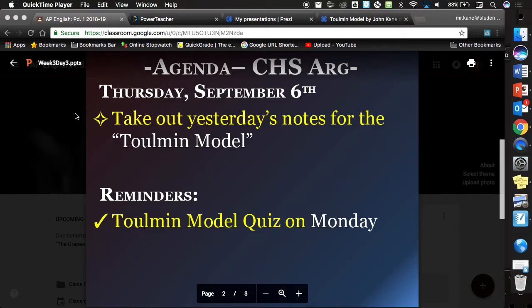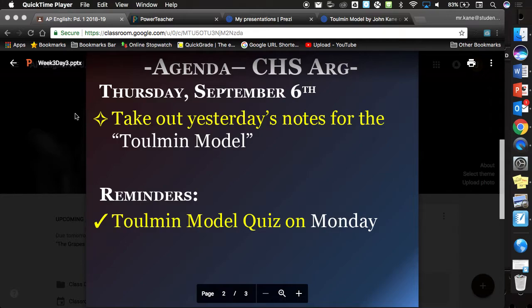Remember, your quiz for Toulmin model is going to be on Monday as opposed to tomorrow. So if you were not here yesterday, you still have some time to go over the notes and things of that nature. Where we left off yesterday, we were going over examples of how your quiz is going to look, where you're going to have those three statements and you're going to identify data, claim, warrant. That is what your quiz is going to be.